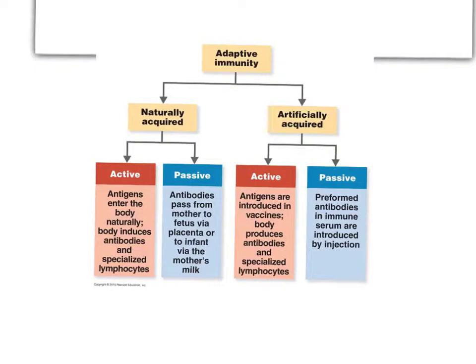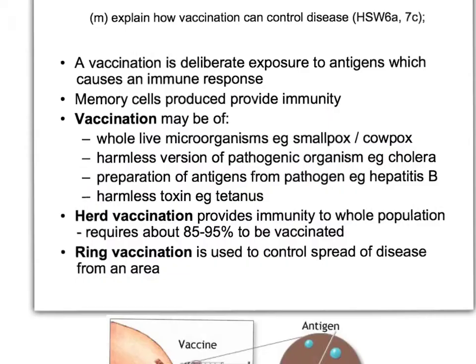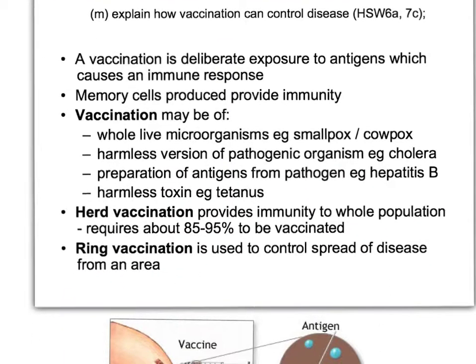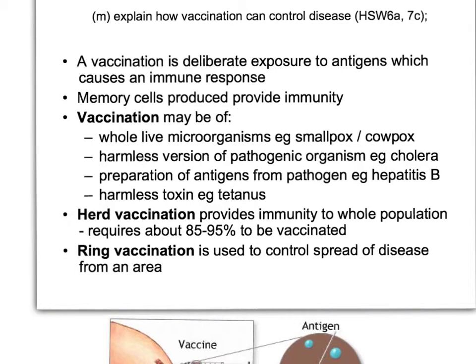So moving to the next slide. This slide looks at vaccination. First of all we'll look at actually how vaccination works, and then we'll look at how we can use vaccinations within populations to control disease. So, dealing first with the vaccination: a vaccine is either whole live microorganisms, or something which has got antigens on it.